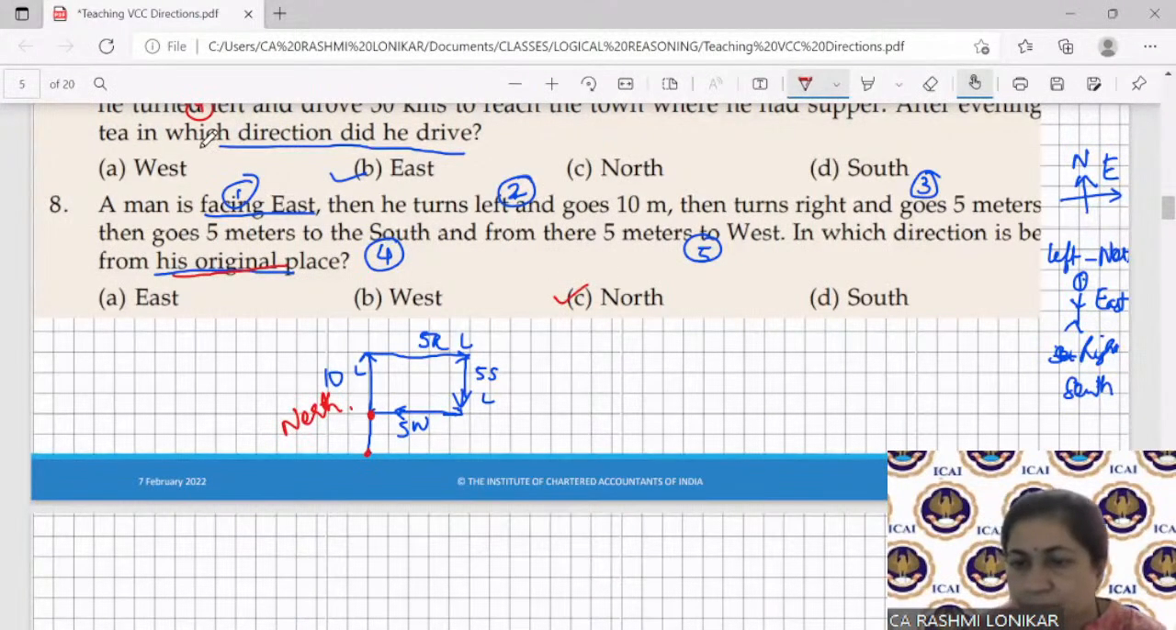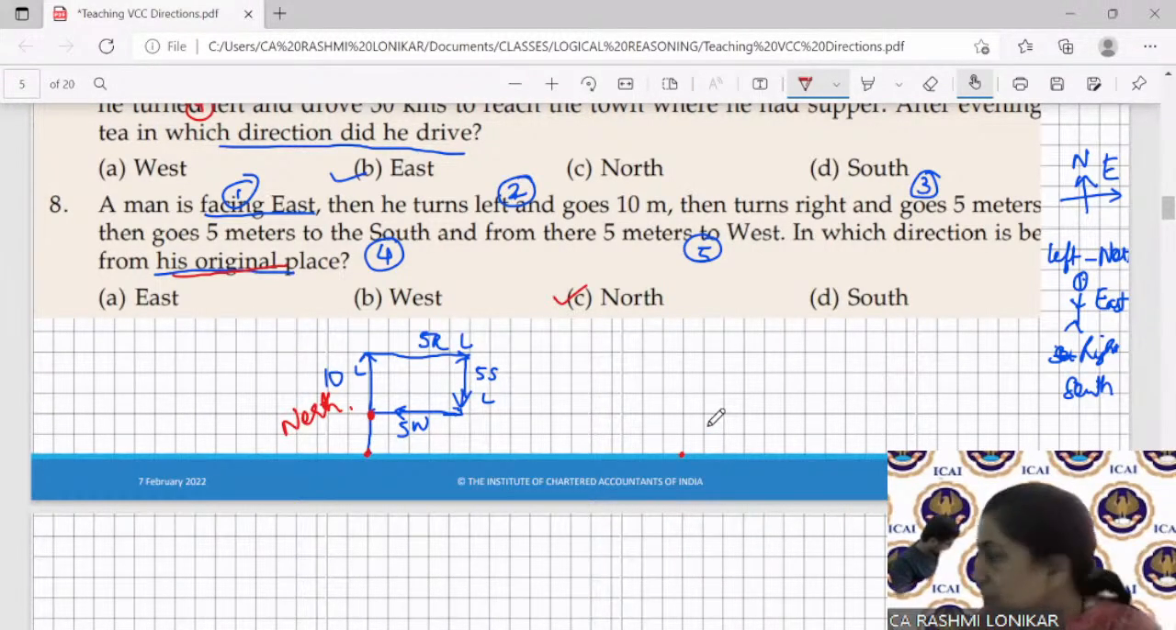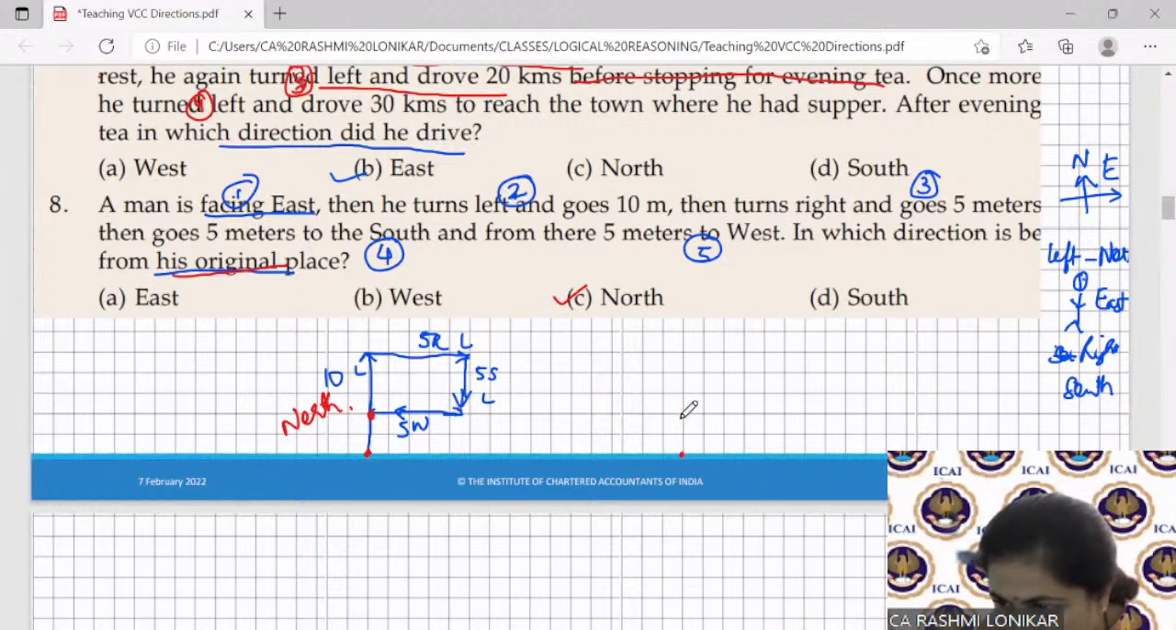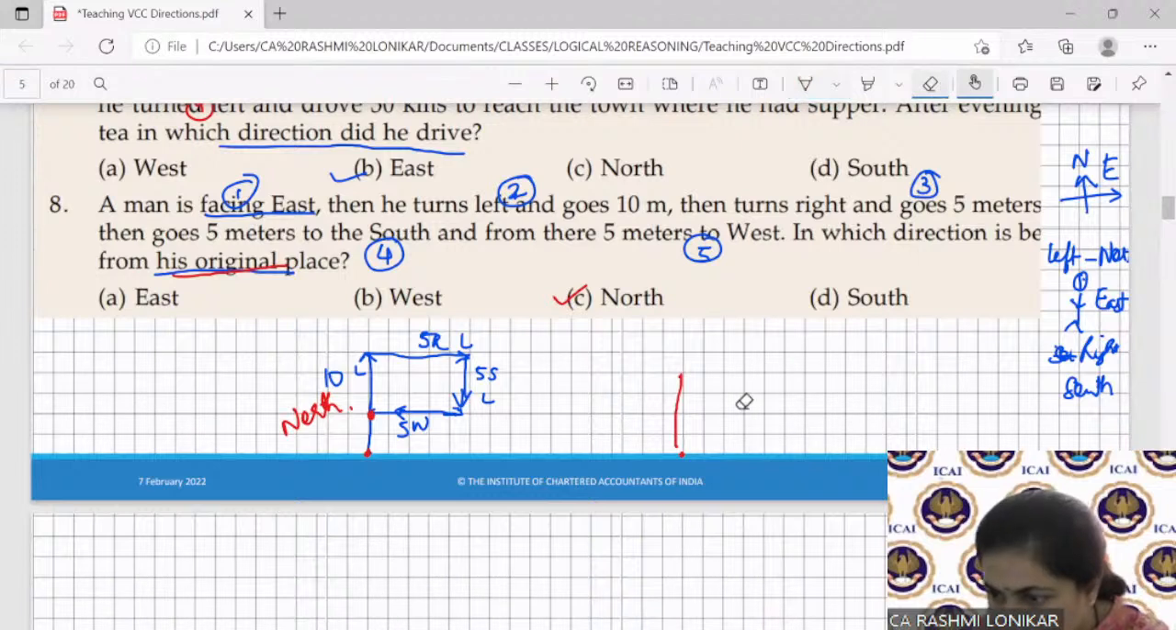Okay, I will just explain this again. This person is standing over here. He is facing east. And then they are saying he turns left and goes 10 meters. He's facing like this, he's going to his left. He's going 10 meters here. So he moves 10 meters here.